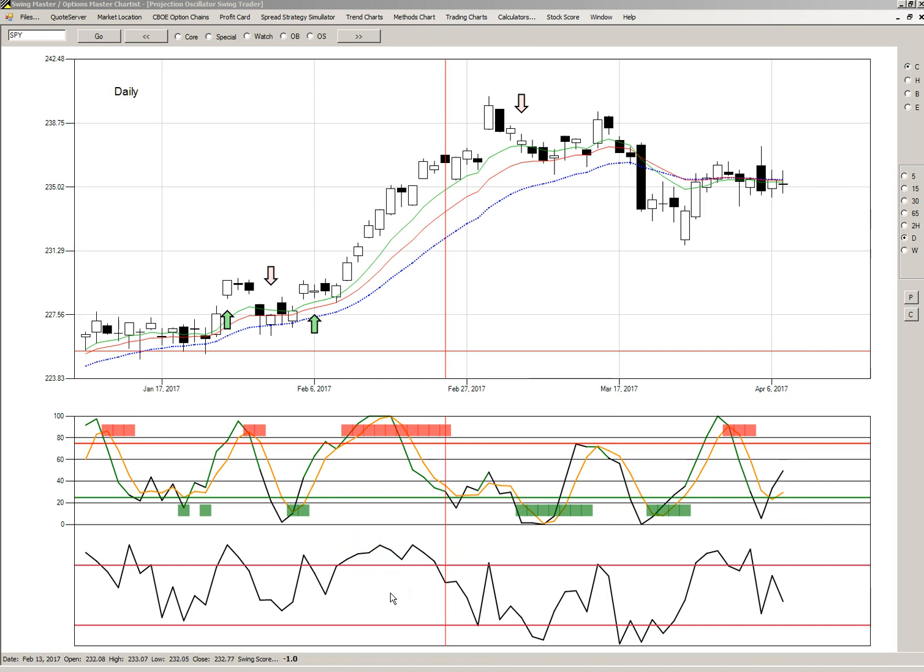And the bottom indicator panel is the projection oscillator, which is mathematically similar to a regular stochastic, except that instead of just using the period's high-lows, we use a linear regression of the high-lows, and it's slightly more responsive than a regular stochastic. And we use that projection oscillator for a confirmation of what's happening with the 8-period stochastic.